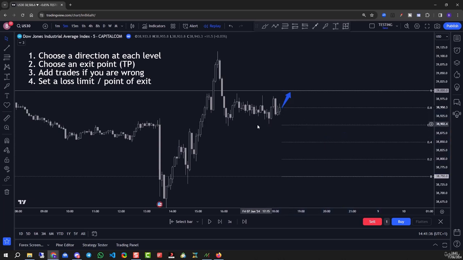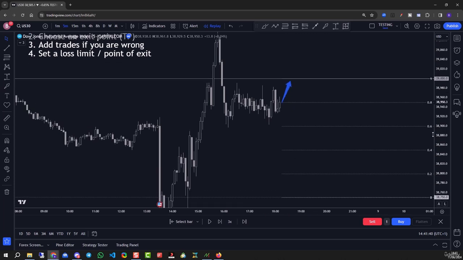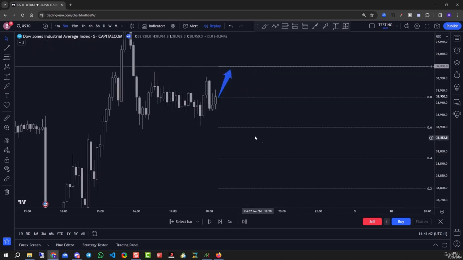Let me get rid of this one as well. Let's have a look at a very, very simple example. And in fact, I'll zoom in so this is super clear. We put this buy trade on, okay? So at this point here, we buy and we think price is going up. This point is where our TP is set. And if price goes down, we're going to add another trade. So let's see what that looks like.